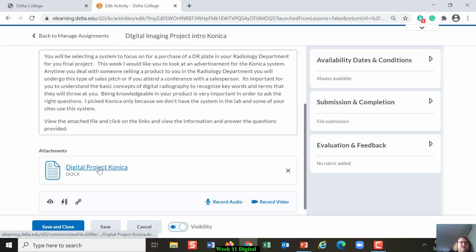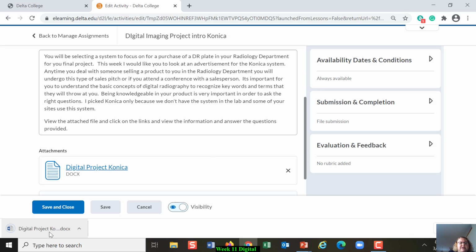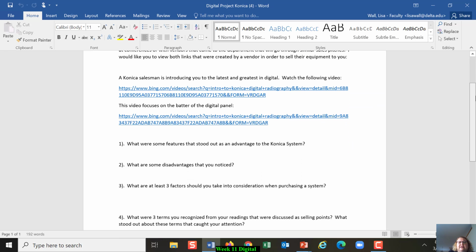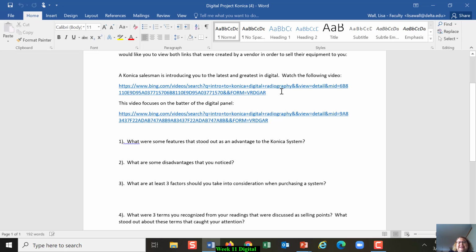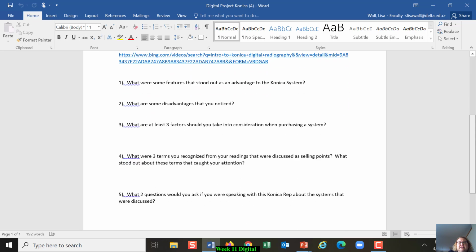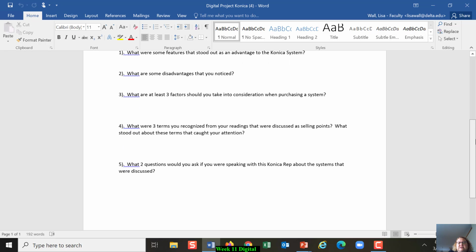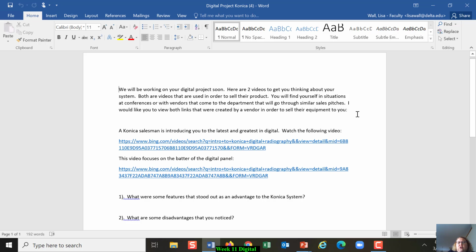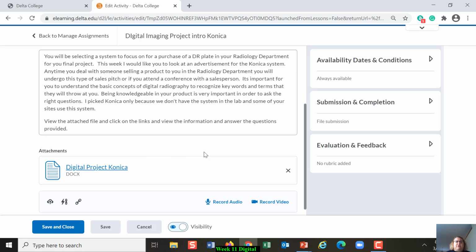So when you go into your tab and you pull up your digital project by Konica, you'll see the links are attached in the assignment. I want you to watch those, and then you're going to answer these questions that the rep was talking about. When you go to do your memo, I want you to decide what system you like.